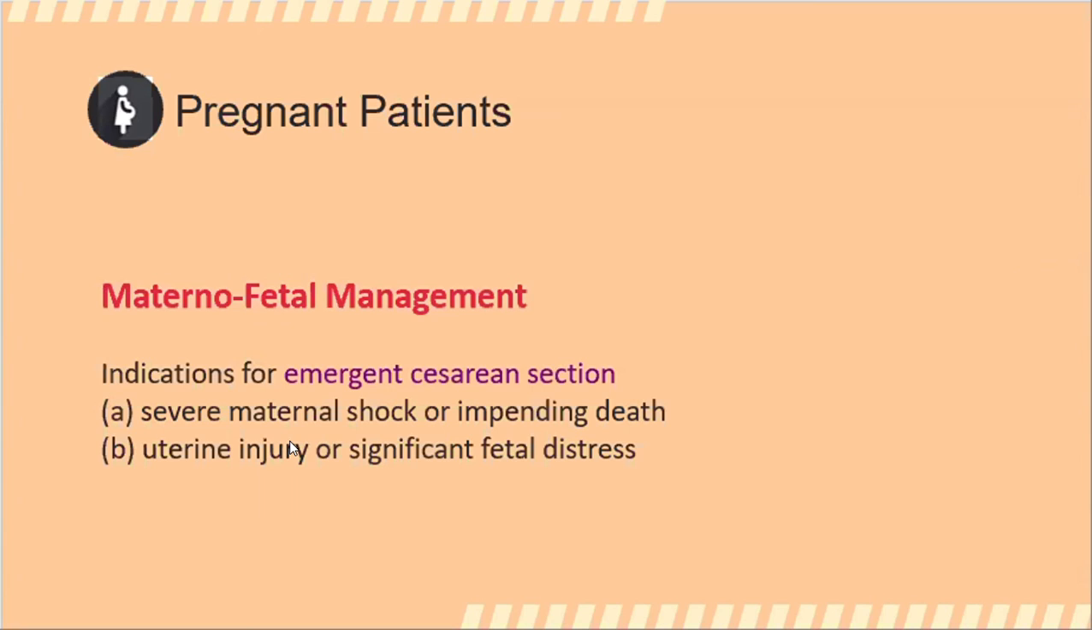For maternal-fetal management, the indications for immediate cesarean section are if the mother is in maternal shock or impending death, or there are signs of possible uterine injury. So there's massive vaginal bleeding, patient is in shock, unstable, anemic, and if the fetus is delivered within 5 minutes, the survival is greater. So it's estimated to be more than 70%.